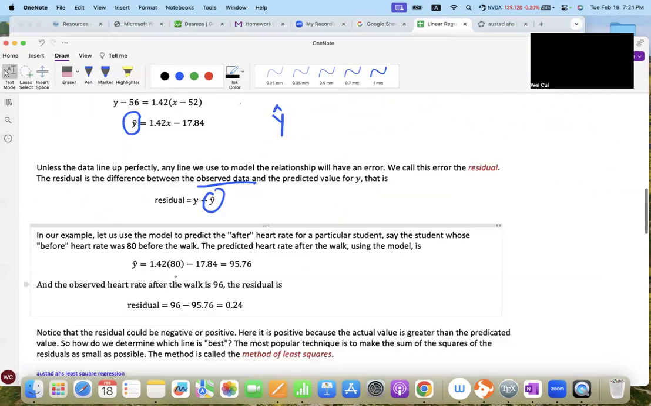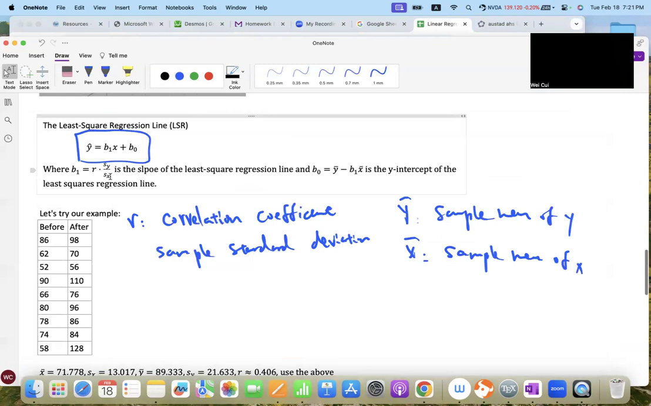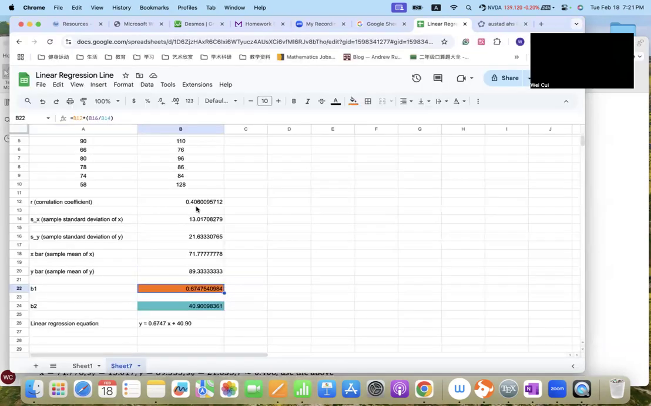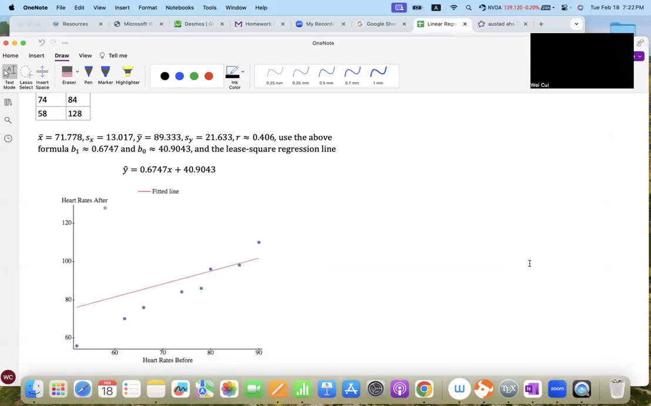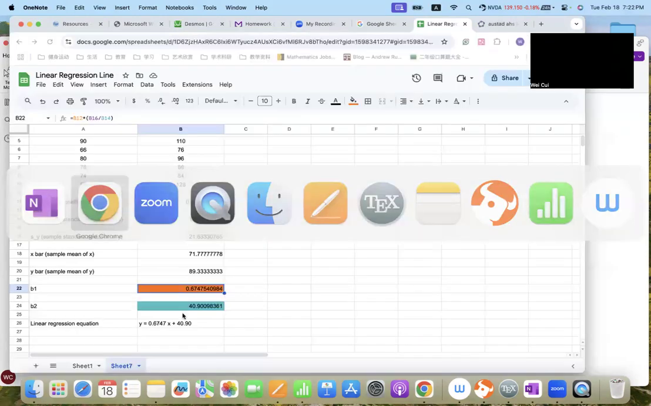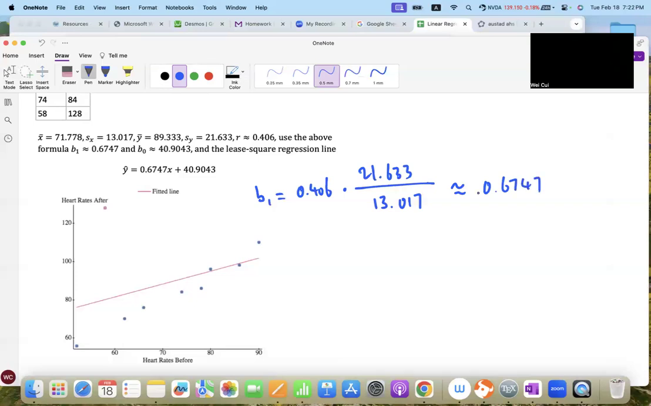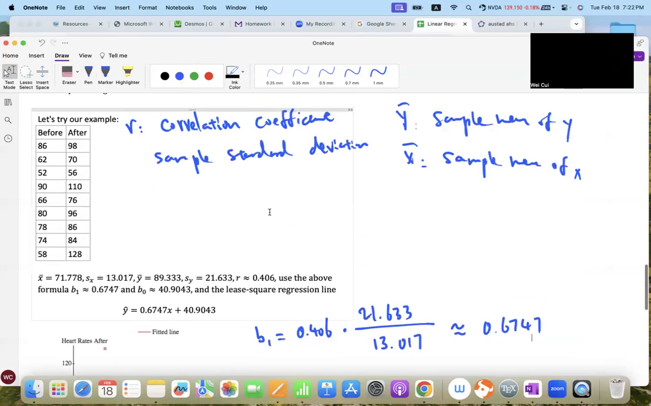I find B1 using Sy divided by Sx and multiply by r. So here, I'm using Sy, 21.63, divided by Sx, 13.017, times the correlation coefficient 0.406, and that will be B1. It rounds to here 0.6747. And then we find B0.